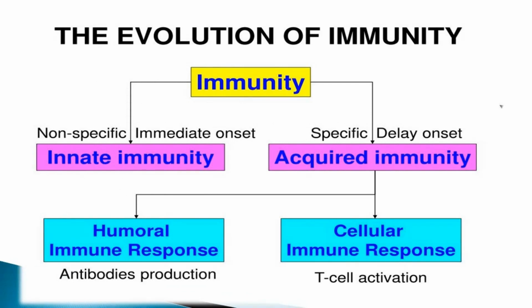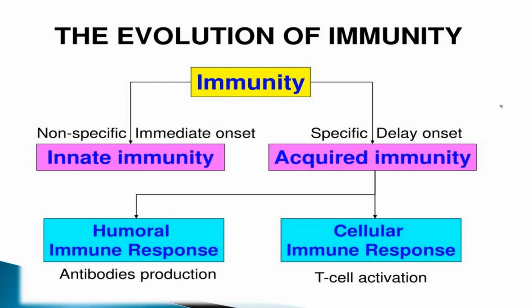Evolution of immunity. So we divided it into innate immunity, which is non-specific and of immediate onset, and acquired immunity, which is specific and has delayed onset.